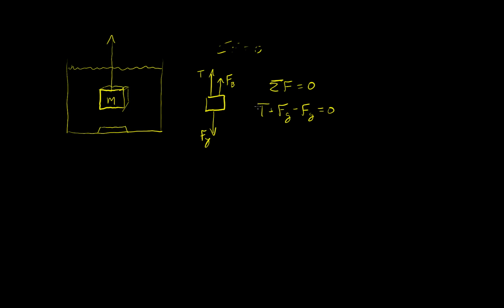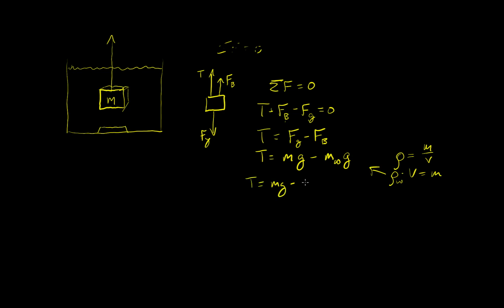Suppose we wanted to know how much tension is in the string. I messed these up; that's the buoyant force and force of gravity. If we move this over, the tension is the force of gravity minus the buoyant force. So the tension is going to be the mass of the object times g minus the mass of the water times g. But here we don't know the mass of the water, so this is where density comes in. Density is mass over volume, so the density of water or fluid times the volume is the mass. We'll substitute that in, so tension is mg minus the density of the water times volume times g.